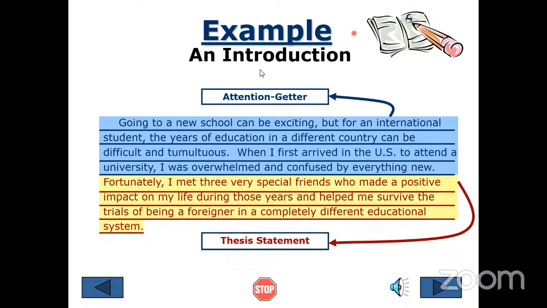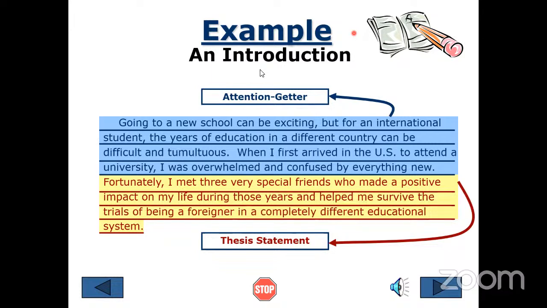Going to a new school can be exciting, but for an international student, the years of education in a different country can be difficult and tumultuous. When I first arrived in the US to attend a university, I was overwhelmed and confused by everything new. In this case, this is like a short story.